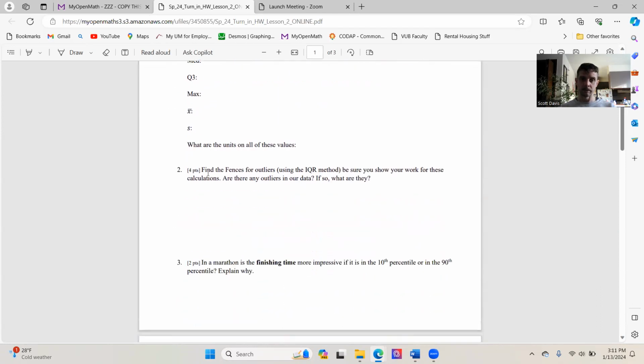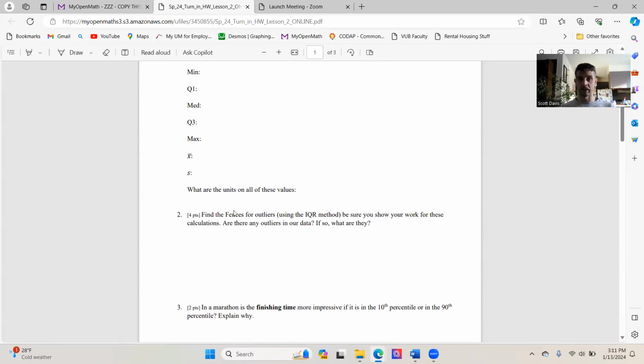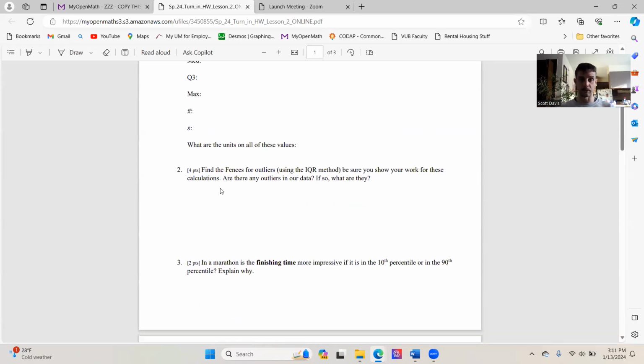What are the units? Use the IQR method to find the fences for the outliers. Are there any outliers? And if so, what are they? Please show your work. Don't just write any new number that you give me. Don't just say IQR is this number. Show me IQR is this number minus this number equals, to fully justify for full credit.